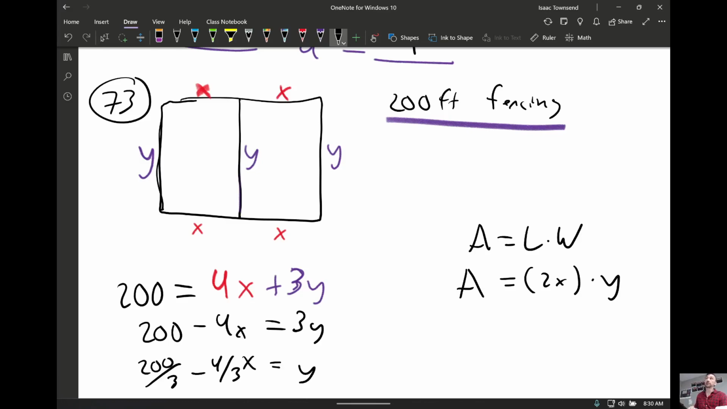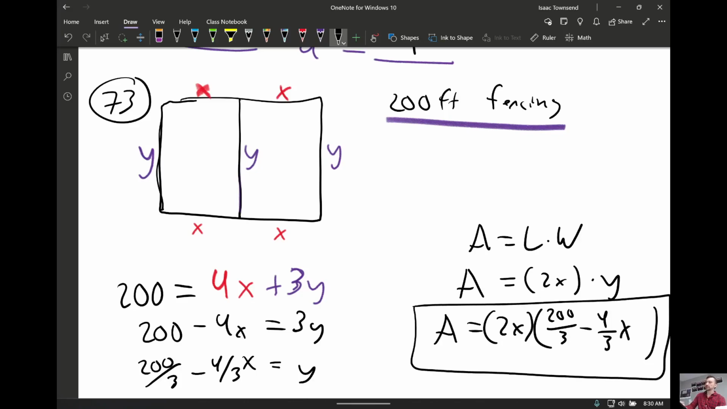Subtract 4x over, divide both sides by 3, and then instead of saying y, we can say what y is equal to: 200 thirds minus 4 thirds x. So that is the answer to part A. That is the area formula in terms of x, not x and y.